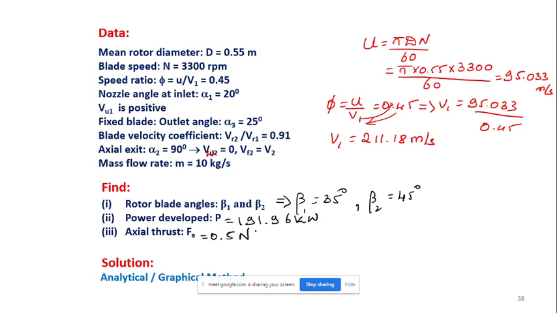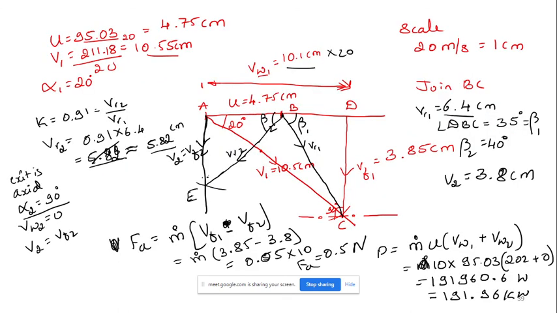Is this fine now? Sir, beta at 40 degree. Yeah, okay, sorry. Beta 2 is 40 degree. Have you understood this problem? Is it easy? Yes, sir. You need a little practice, that's it.